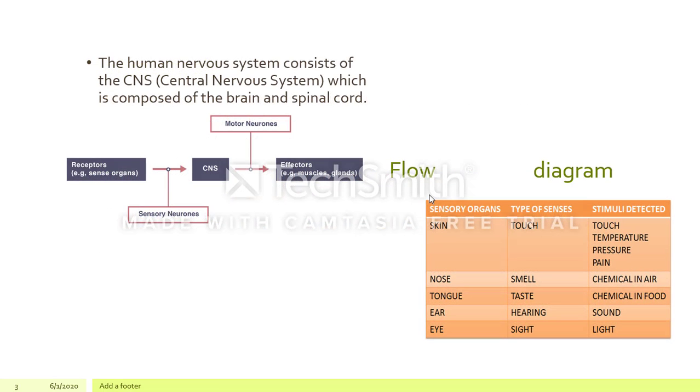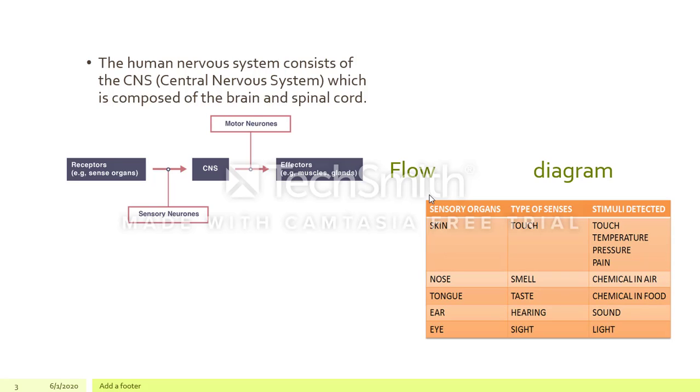The human nervous system consists of the CNS, central nervous system, which is composed of the brain and the spinal cord. So here we have our flow chain of how the nervous system enables the body to respond to changes. The receptors are sense organs, where we have a flow diagram under which we have a table corresponding to the flow diagram.